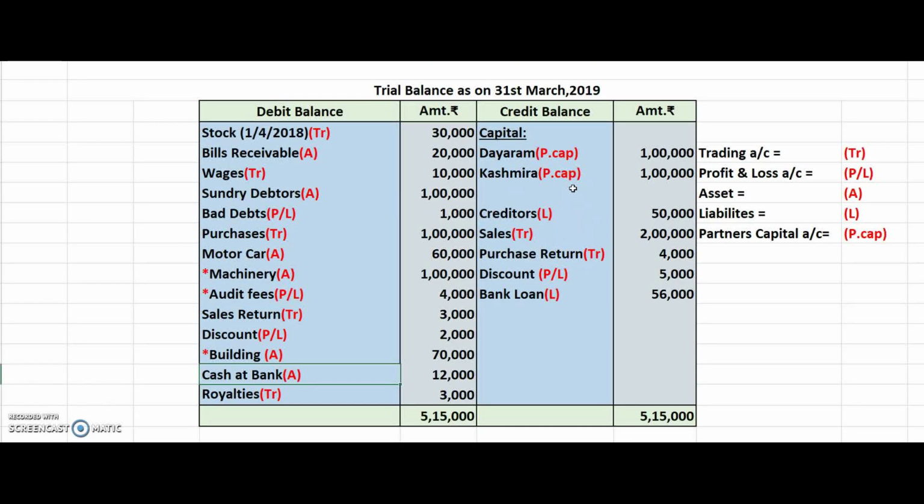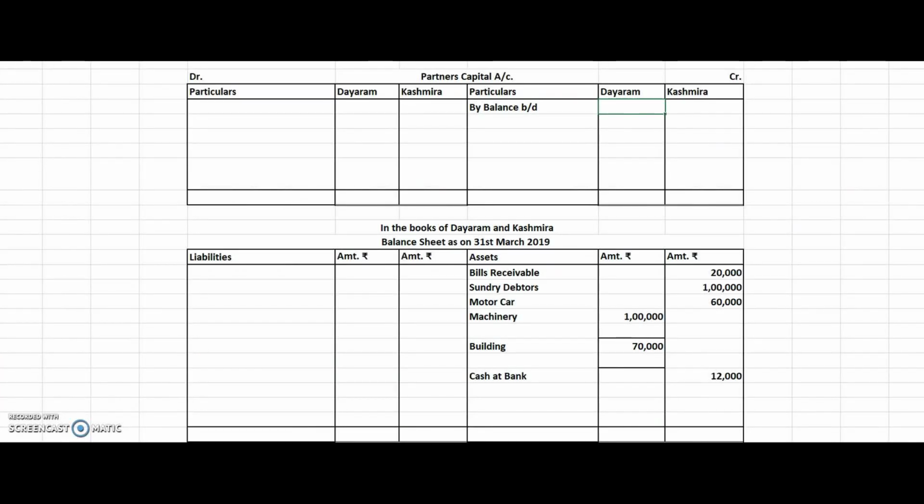Now we are going to start with the credit side. The first item is Dayaram's capital, which is 1 lakh rupees. This should be transferred to the balance sheet on the credit side. Anything connected to the partners should always be transferred to the partner's capital account. Unlike what you did in 11th standard, where the capital was directly transferred to the balance sheet. Please don't do that this year. It will be going to the partner's capital account. After this was Kashmira, which is 1 lakh.